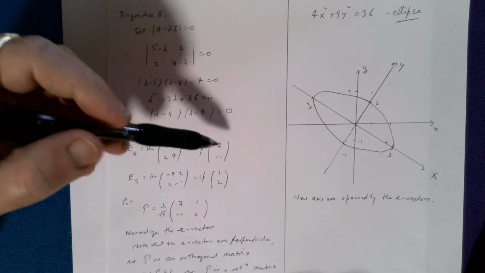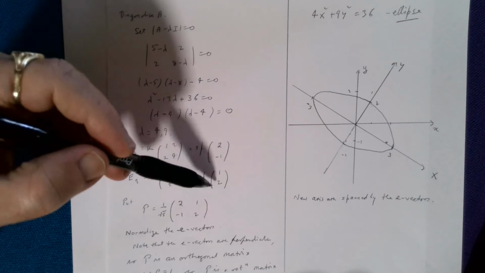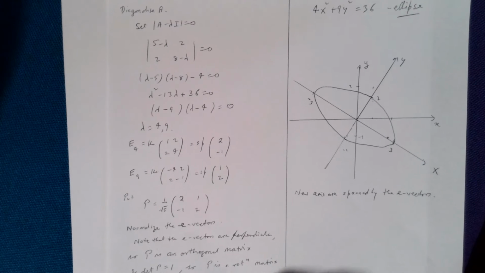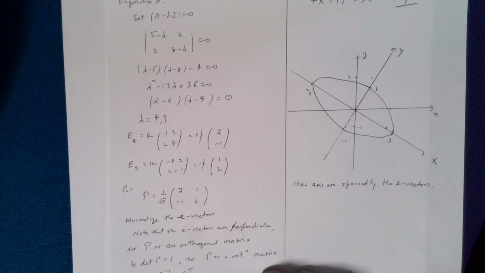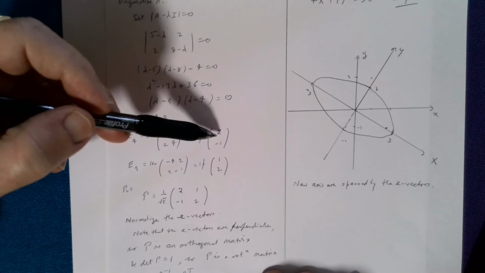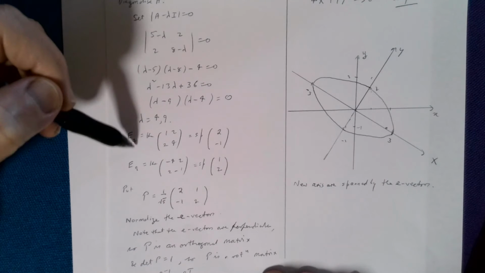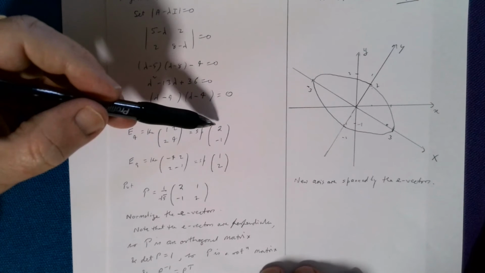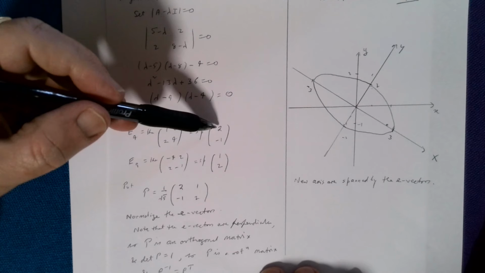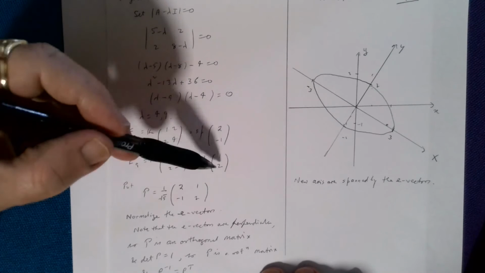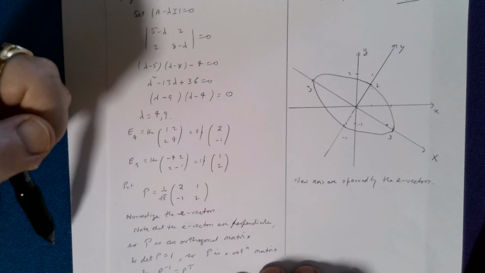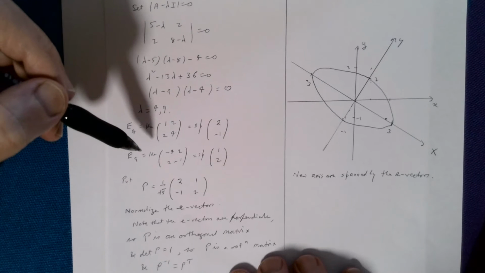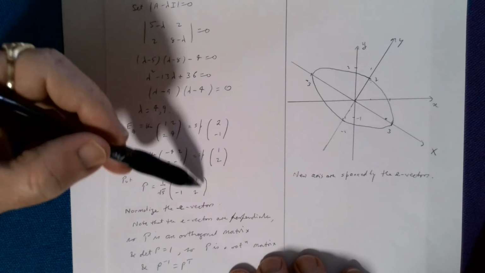By the way, note that these two vectors are perpendicular, which, we're going to see, happens all the time. That's a lovely fact, that the eigenvectors from different eigenvalues of a symmetric matrix turn out to be perpendicular. I'm going to go one step further. I'm going to normalize these. So I'm going to divide each of these by their lengths, and the length is 1 on root 5. And I plonk these into a P matrix.